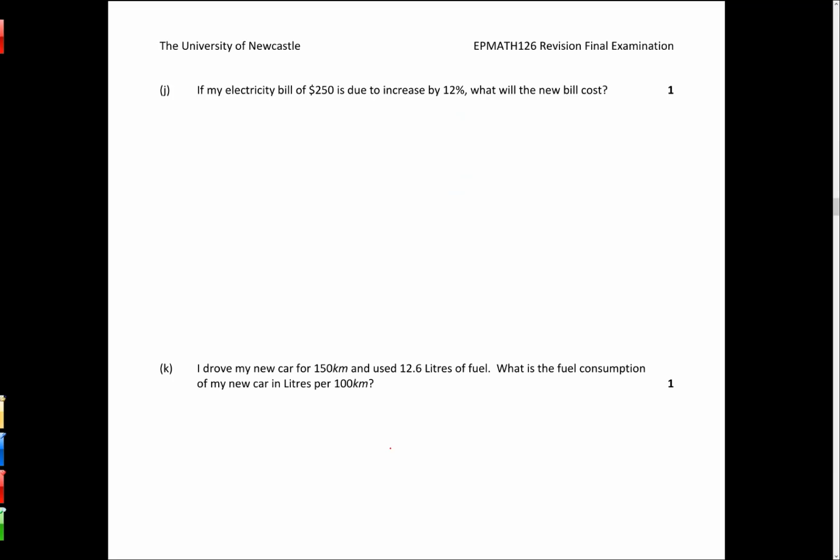My electricity bill of $250 is due to increase by 12%. What will be the new bill cost? You can think the new bill cost will be 112% of what it was. So if you want, you could times that by 112%. Some of you might times it by 1.12. But the majority of people will just work out the difference first. That top way I just scribbled is the way to get the answer in one go. But most people will work out what is 12% of 250 and then add it to it. And there's no problem with that.